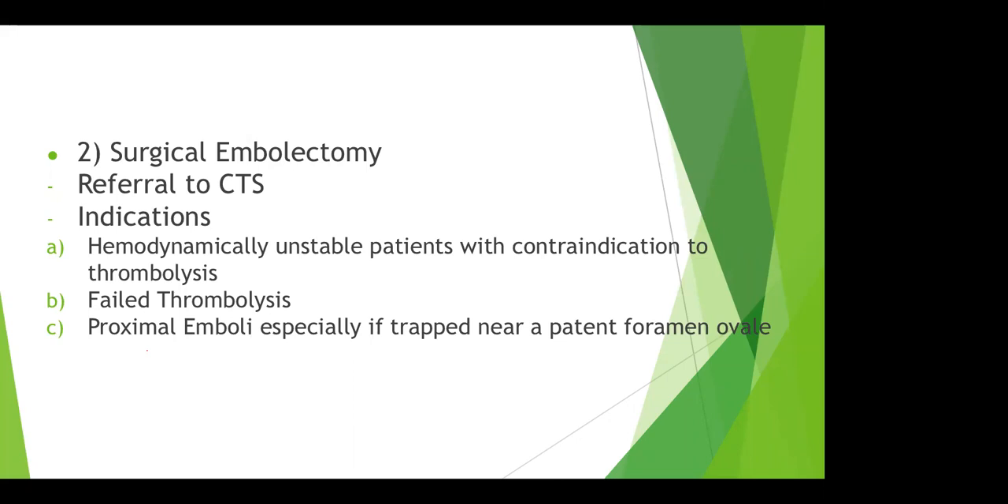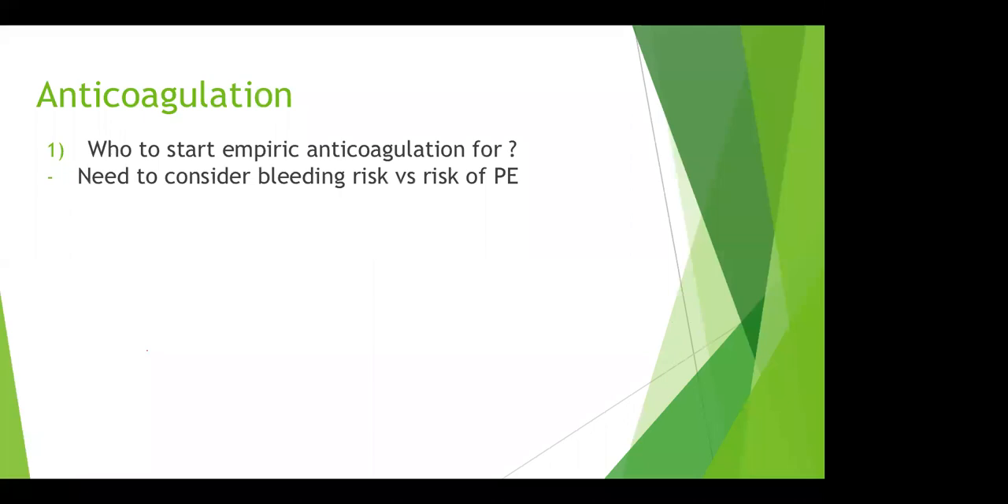And another indication which we don't commonly think of is any proximal emboli, especially if it's abutting the foramen ovale. If you thrombolyze them, you risk embolizing a thrombus into the systemic circulation. You can cause a stroke. So those kind of patients, probably it's best to refer to the CTS team. Okay, now on anticoagulation.